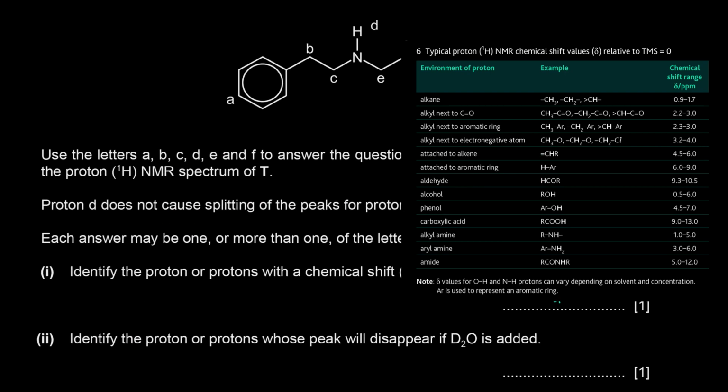Identify the proton whose peak will disappear if D2O is added. Which peak disappears when D2O is added? Right, when D2O is added, you have the isotope that has an even nucleon number, and it substitutes for either an NH proton or an OH proton. In this case, you don't have an OH, you only have an NH. So the NH peak will disappear. So that will be proton D. Okay.